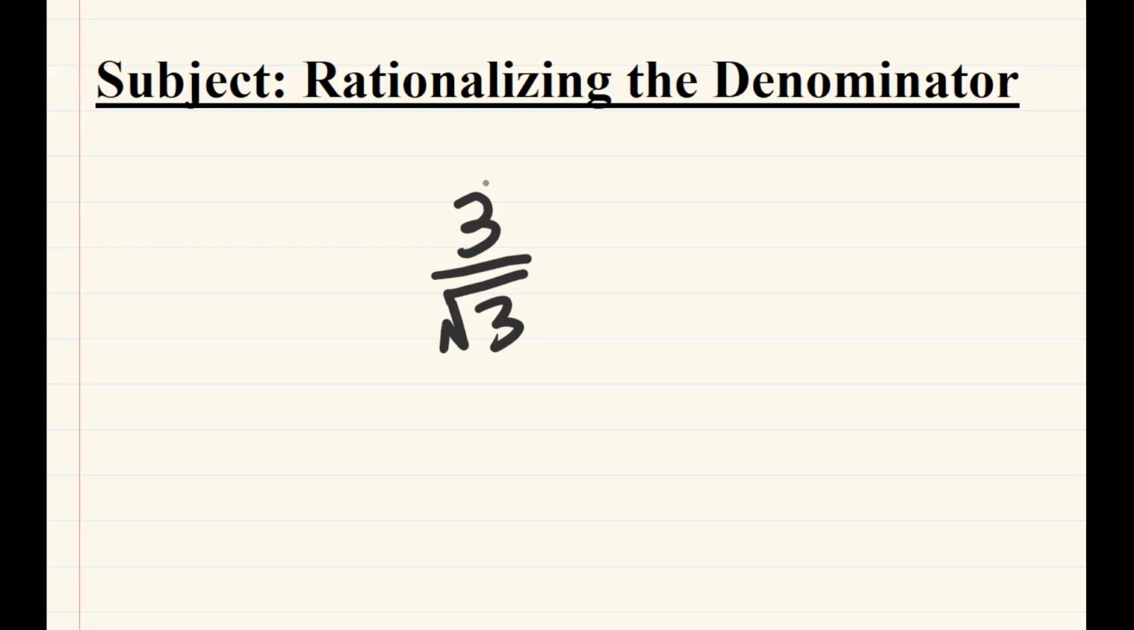Okay, so 3 over radical 3. What it means to rationalize the denominator is that our denominator contains a radical, in this case radical 3. Normally we don't like writing fractions where the denominator is irrational. So to rationalize the denominator means to eliminate whatever radicals there are in the denominator. So how exactly do we do that in this case? We have 3 over radical 3. How do we rationalize this?